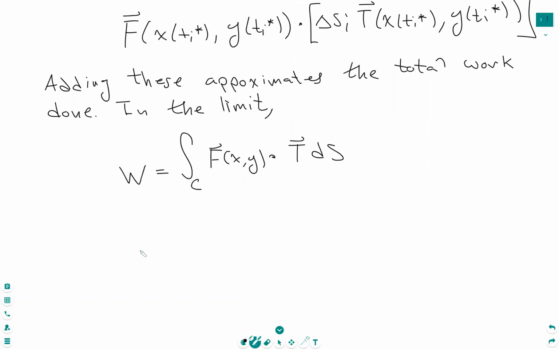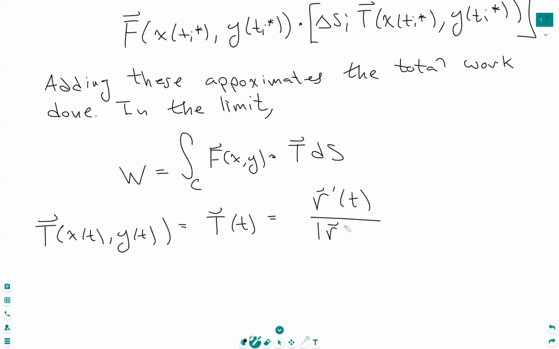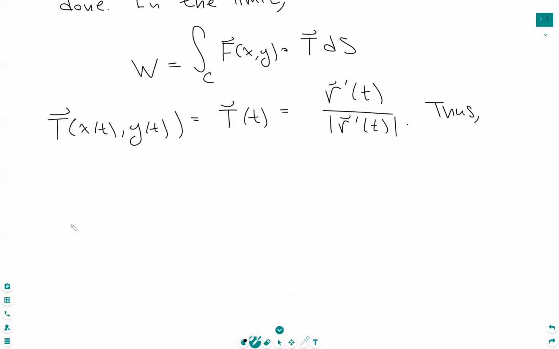Of course, we can't integrate with just ds here. We're typically going to do a parameterization. So what we're going to note is that T, which is (x'(t), y'(t)) normalized, is some vector that's inherently just a function of t, which is r prime of t over the magnitude of r prime of t. Thus, we can write the work in terms of our parameterization of this curve.